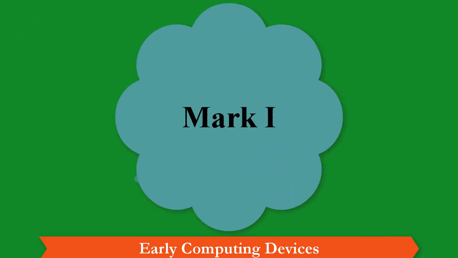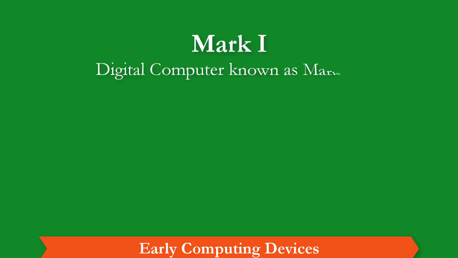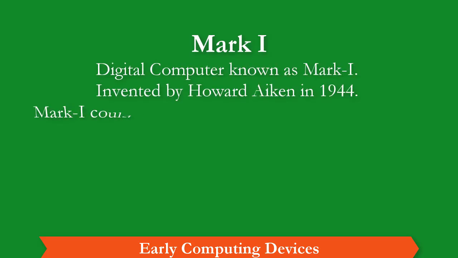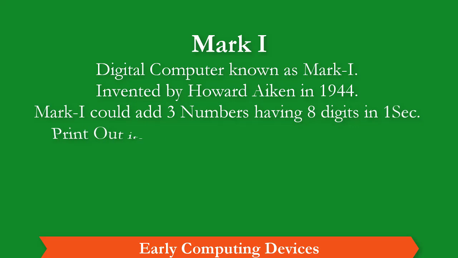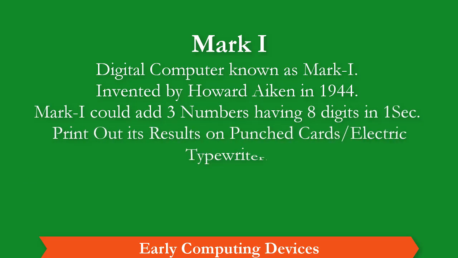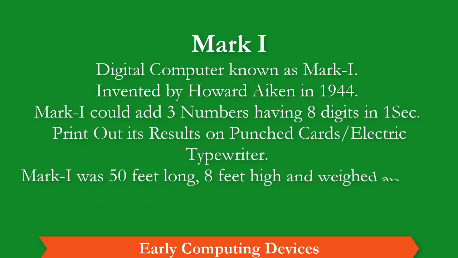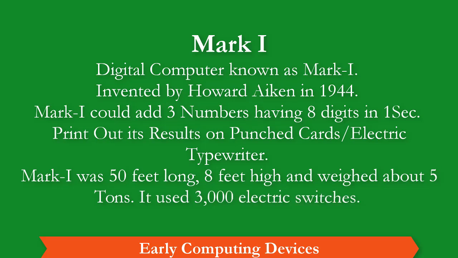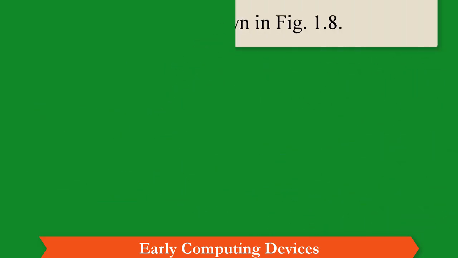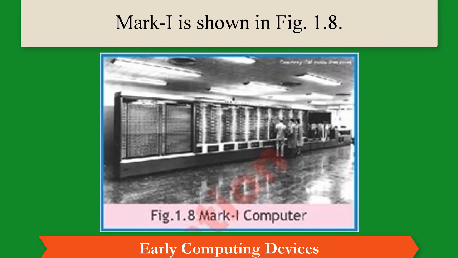1.7. Mark I. The next successful computing machine invented was a digital computer known as Mark I. It was invented by Howard Aiken in 1944. Mark I could add 3 numbers having 8 digits in 1 second. It could print out its results on punch cards or on an electric typewriter. It was 50 feet long, 8 feet high, and weighed about 5 tons. It used 3,000 electric switches. Mark I is shown in Fig. 1.8.